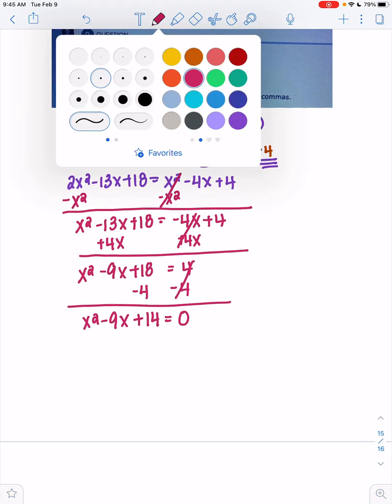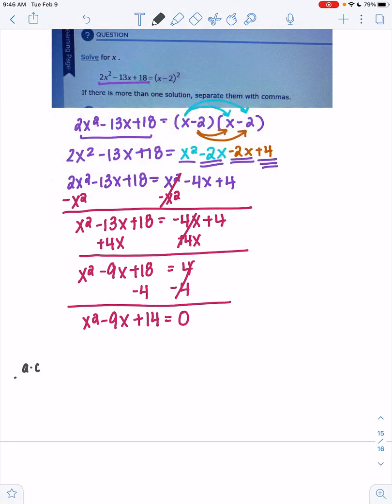Remember, when we factor this, we're going to create our box that says a times c on one side and b on the other. A times c in this case is 1 times 14, which is just 14. And b is negative 9. So I need numbers that multiply to 14 but add up to negative 9. Let's start with 1. 1 times 14 is 14. That gives us 15, so that's not it. Negative 1 times negative 14 also multiplies to 14, but they add up to negative 15, so that's not it. Okay, next we have 2 times 7.